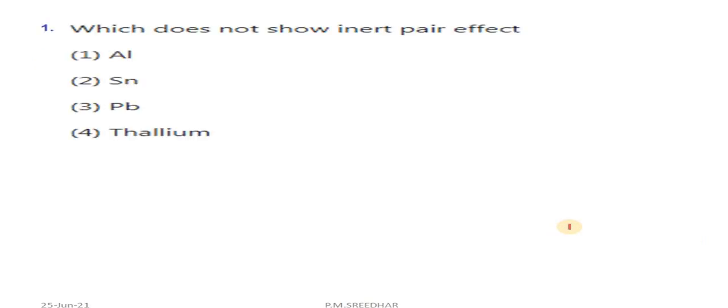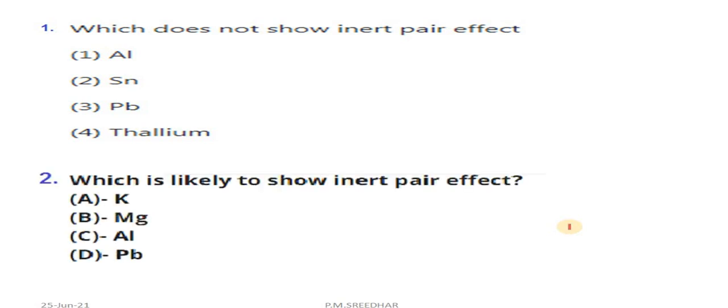Next, 2 questions. First one, which does not show inert pair effect? Options are aluminium, tin, lead, thallium. Question number 2, which is likely to show inert pair effect? Options are potassium, magnesium, aluminium, lead. So answer the questions in the comment box.